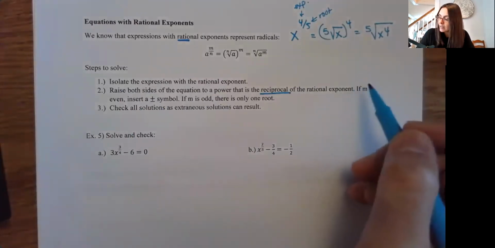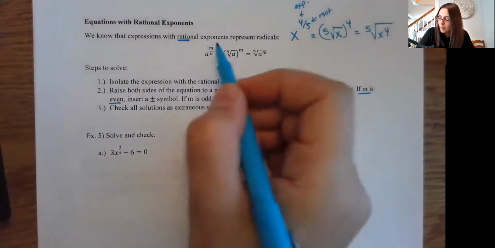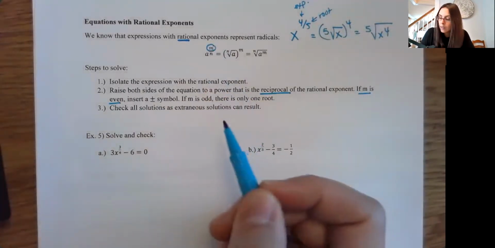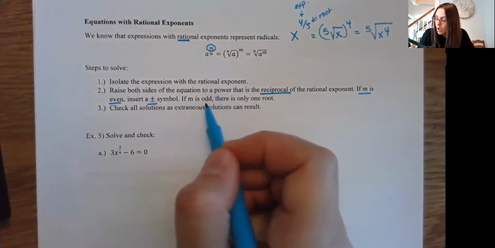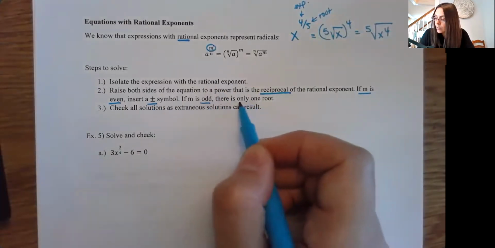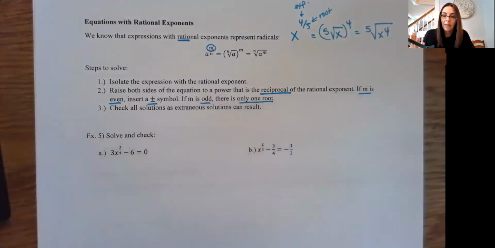Here's where it gets a little bit tricky. If your m is even, so if your top number here is even, then you would use a plus or minus symbol when solving. And if your m is odd, then you would only use the positive or whatever root that you have as your answer. So that's one thing to keep in mind. If you think about it, when we are solving things that have x squared, we typically get two answers, right? When we take the square root, we do a plus or minus there. That's because you have that even power.